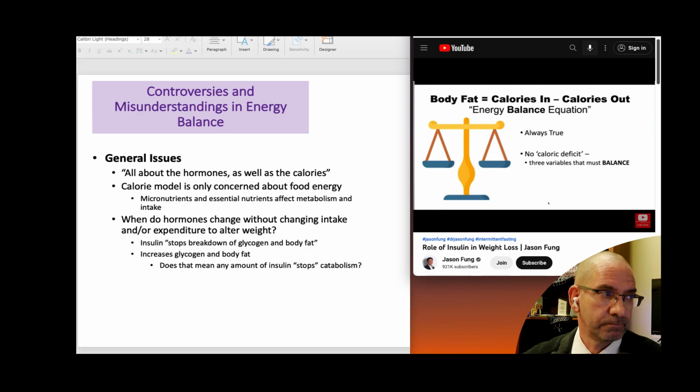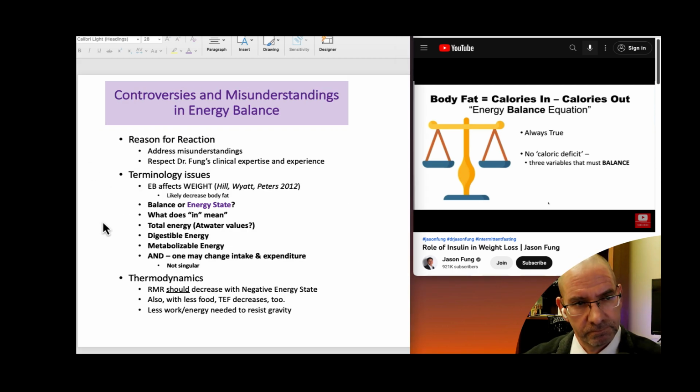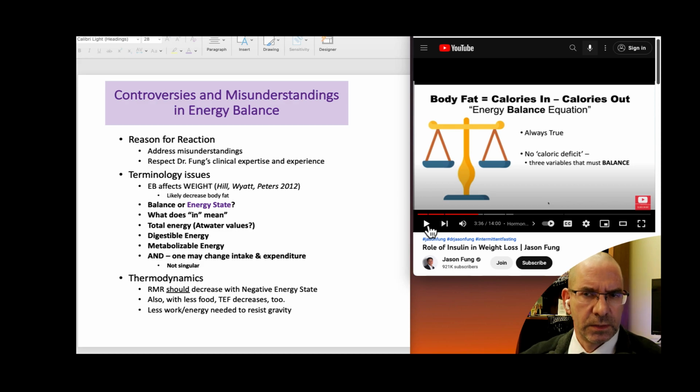The balance equation is usually written as this: body fat equals calories in minus calories out. And this is always true, and nobody's denying that. However, there's really no such thing as a caloric deficit. Remember, this is a balance equation, which means that there are three variables here which must balance. There's body fat.